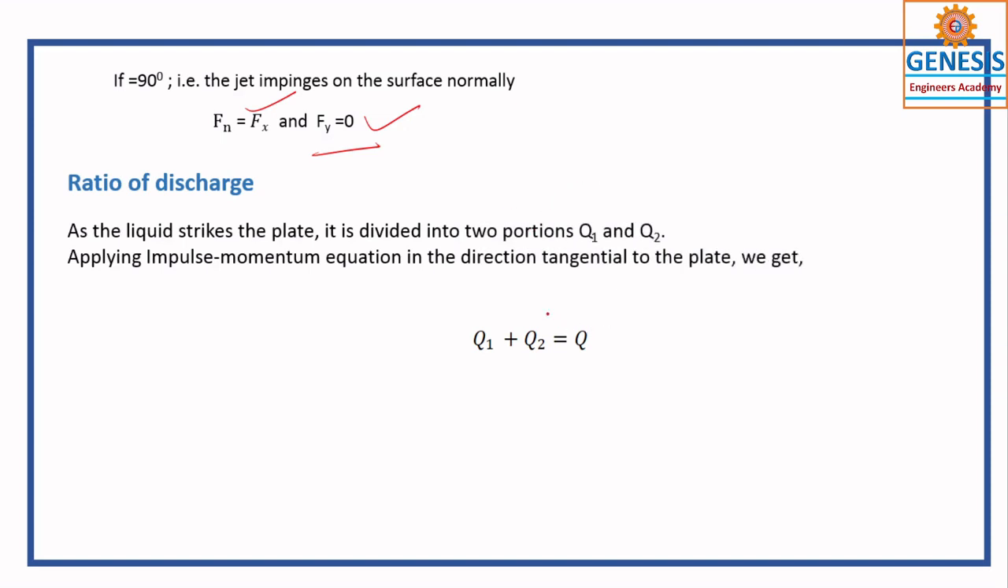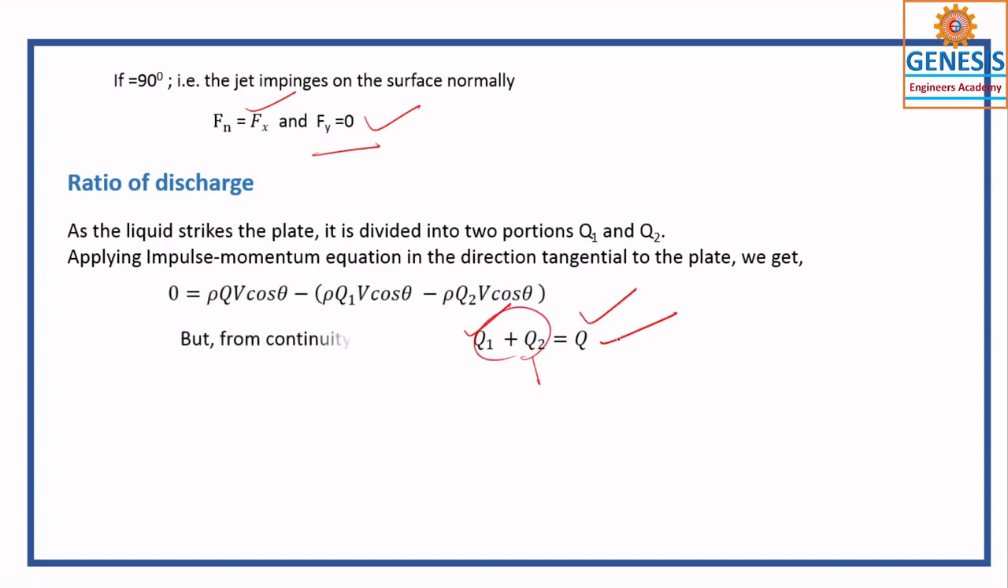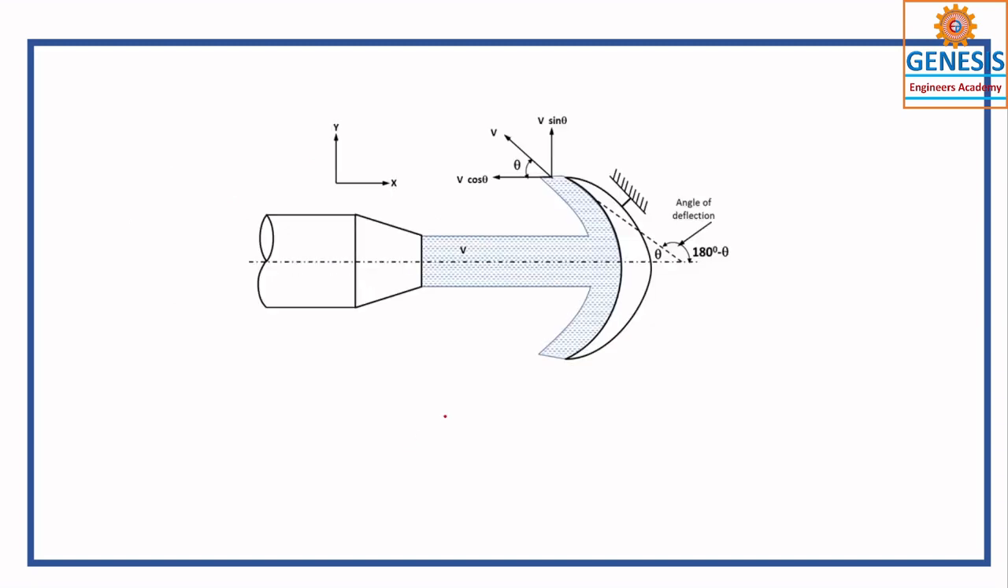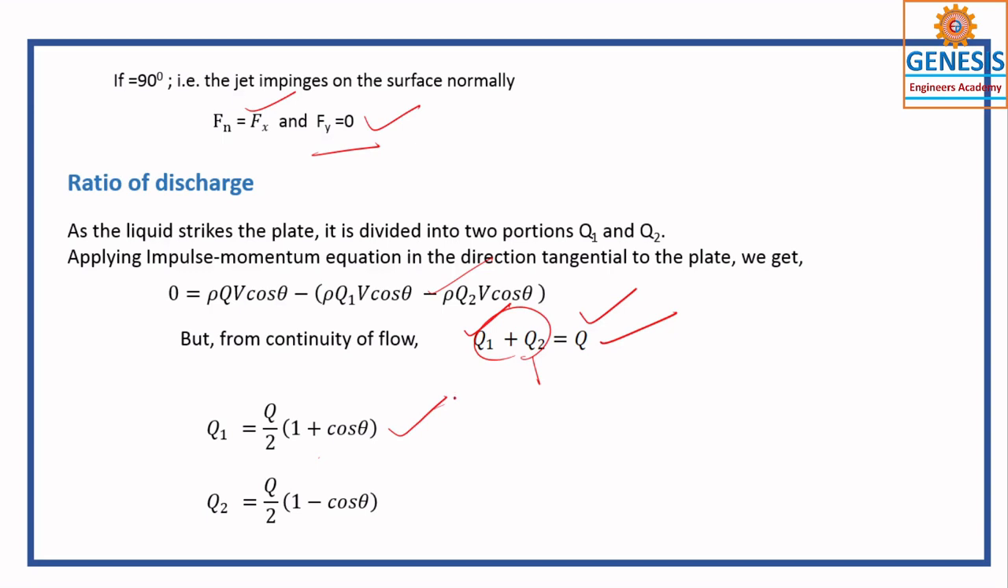So the ratio of discharge: how much quantity is going downwards, how much quantity is going upwards. For polytechnic students this is not included, but for the knowledge I am giving. The quantity going upward can be treated as Q1, the quantity going down as Q2, together we call it Q. From the continuity equation, if you want you can derive that one, I have given this one.